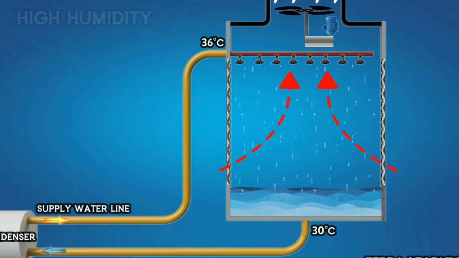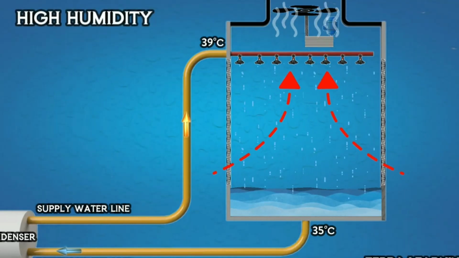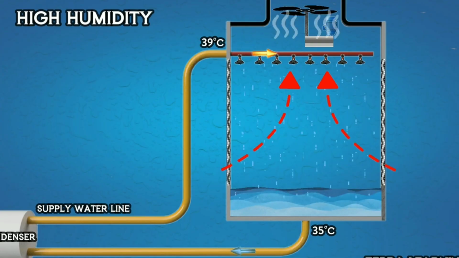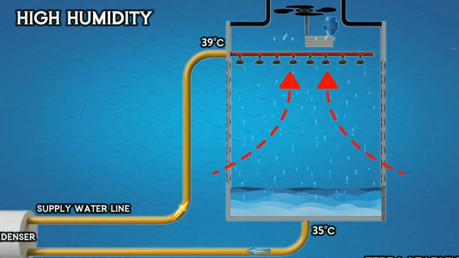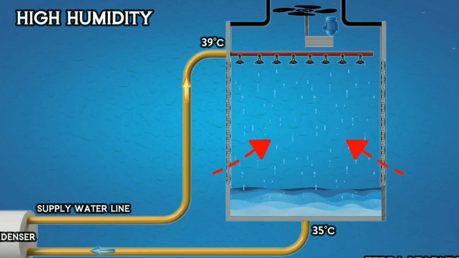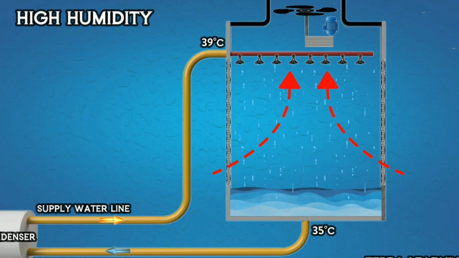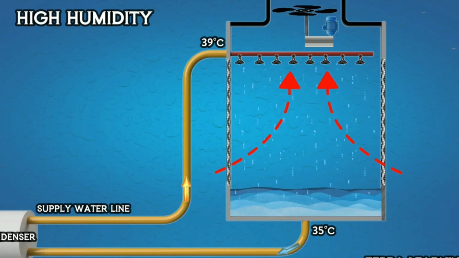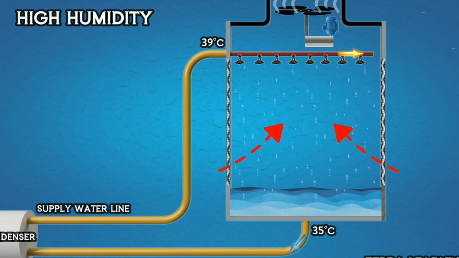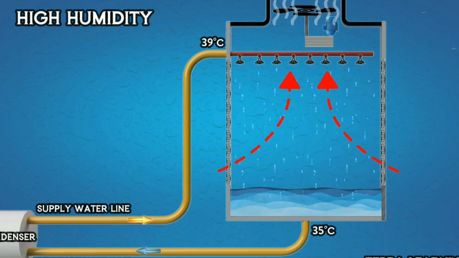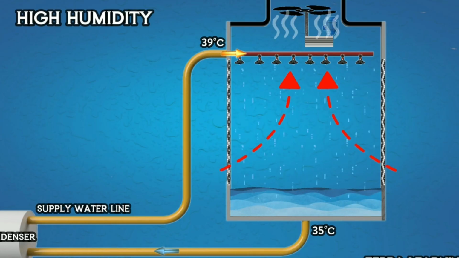However, when the humidity level is high, less water evaporates from the cooling tower, and the water returning to the chiller is not cooled as effectively. This reduces the cooling tower's efficiency. Since the water entering the condenser is at a higher temperature, due to the high humidity, it cannot cool the refrigerant as effectively. This leads to an increased load on the chiller. This is how high humidity affects the overall process of a chiller plant.